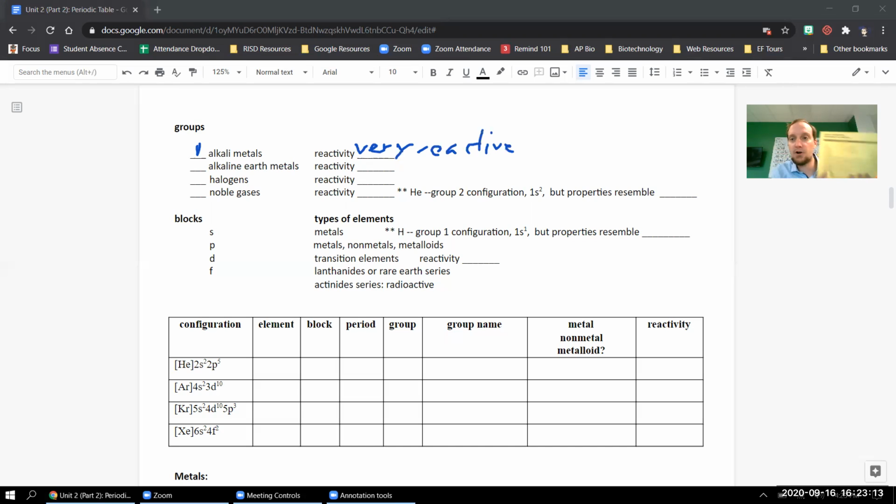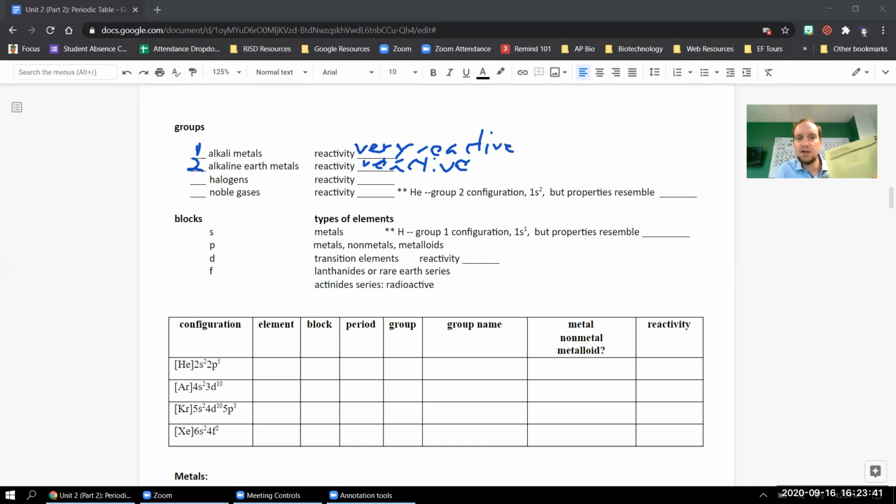Alkaline earth metals are group 2 right here. So this is the alkali, and these are the alkaline earth metals. This again is group 2. They are reactive, but not quite as reactive. These are not explosive. Like hydrogen, of course, that's what brought down the Hindenburg, right? Very explosive. Alkaline earth metals, beryllium, magnesium, calcium, are reactive, but not nearly as reactive as your alkali metals.